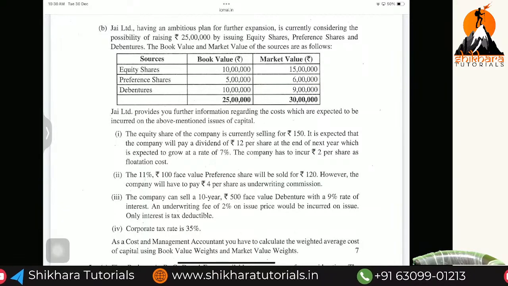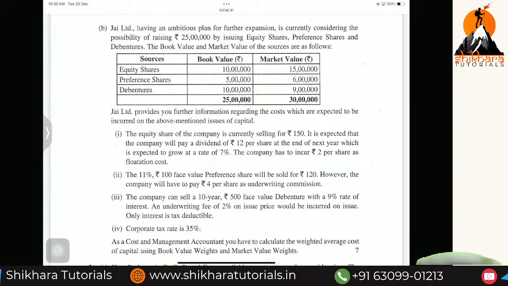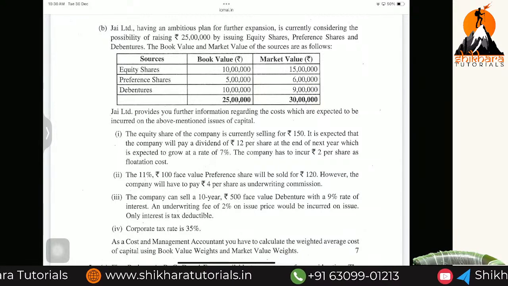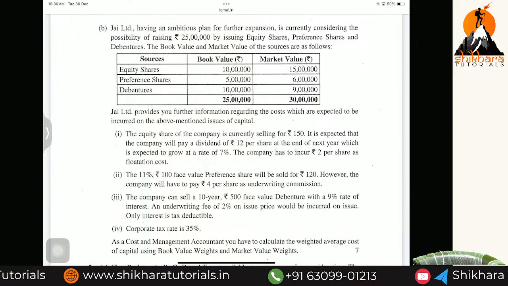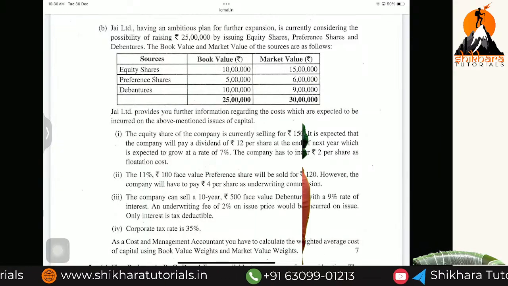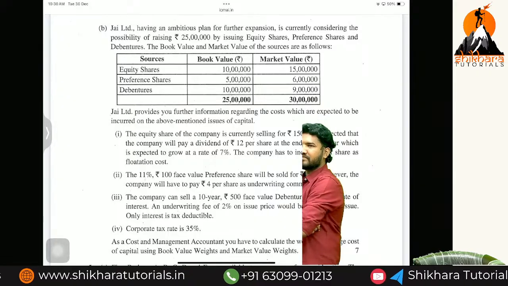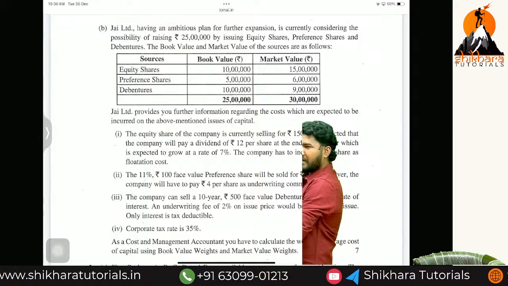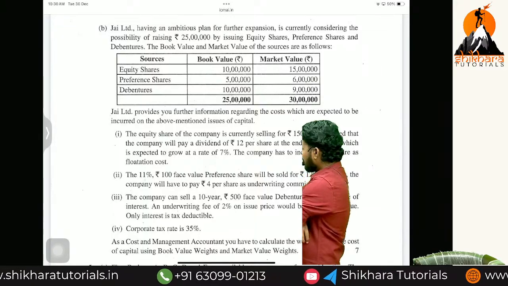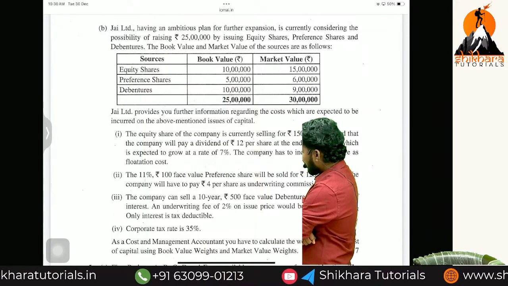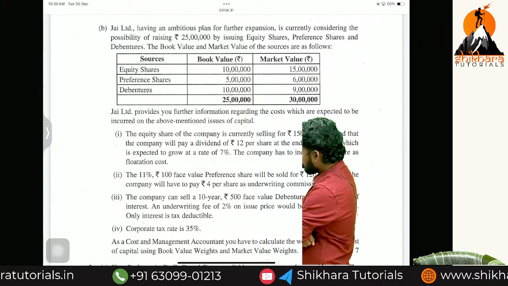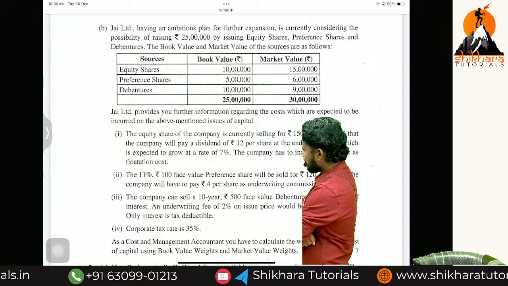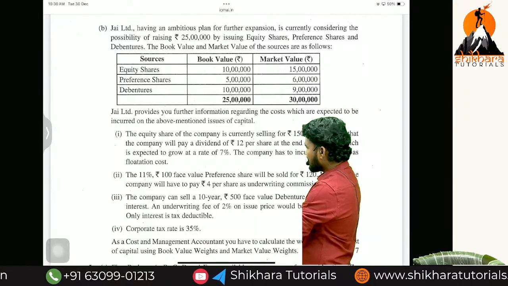It is the same as the previous problem, I think. The only change is the market value we have to figure out. In this question, market values they have given. Just the numbers change, I think. Why? Because the values are the same. This point is the same for equity. Next, when it comes to the second point, yeah, easy one.